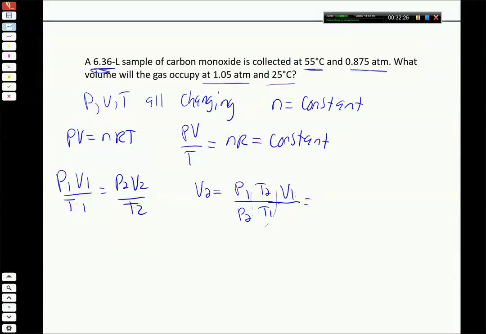And again, for our pressure, as long as they're in the same units, it doesn't matter what they are. So here they're in atmospheres anyway, which is the standard unit. So P1 is 0.875. P2 is our final pressure, 1.05 atmospheres. Now the temperatures do need to be in Kelvin though, so that's the one unit you can't play around with.